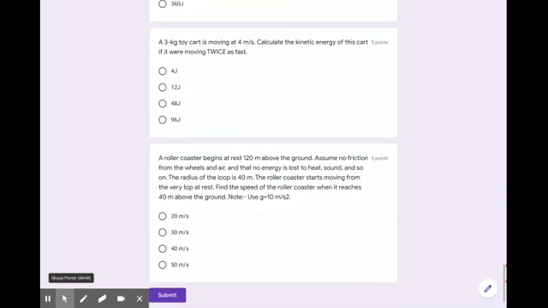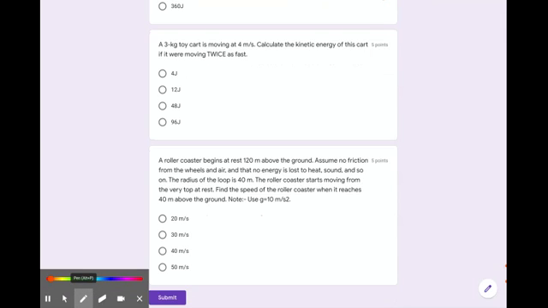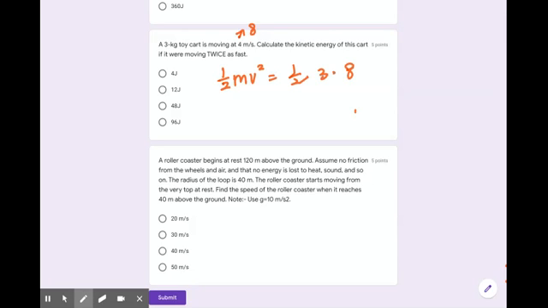Next, a 3 kilogram toy cart is moving at 4 meters per second. Calculate the kinetic energy if this cart is moving twice as fast. Twice as fast, 4 becomes 8. Kinetic energy is half mv squared, equal to half times 3 times 8 squared, which is 3 times 32, 96.